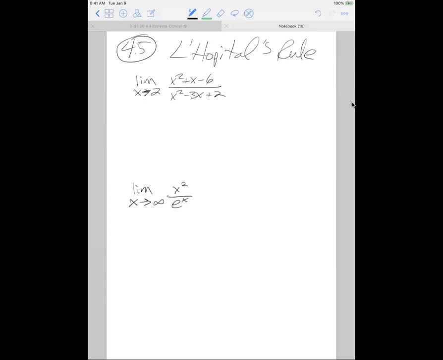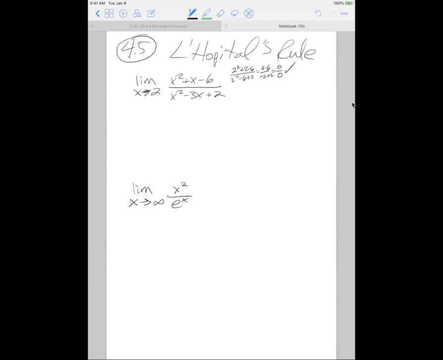Verify that if I plug in 2 squared plus 2 minus 6 over 2 squared minus 6 plus 2, I get 4 plus 2 is 6, minus 6 over 4, I get minus 2 plus 2, which is 0 over 0. So it does check, it does qualify.